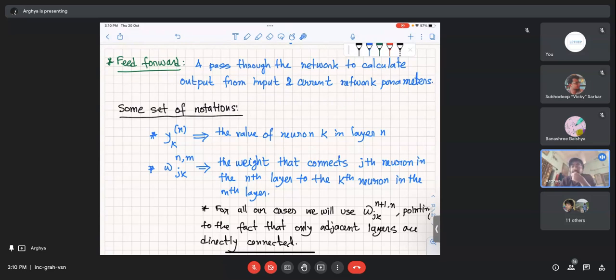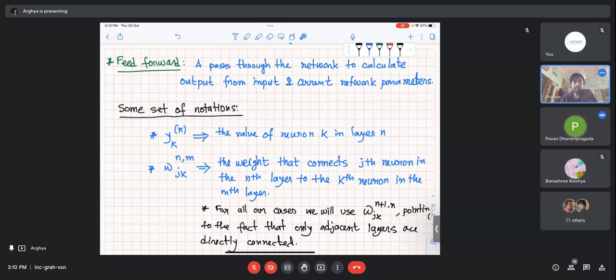Now to go further, I would start with some set of notations, but before that, if you have anything to ask or any query from yesterday's talks, if you have something. So, I have a question. Yeah, go ahead.